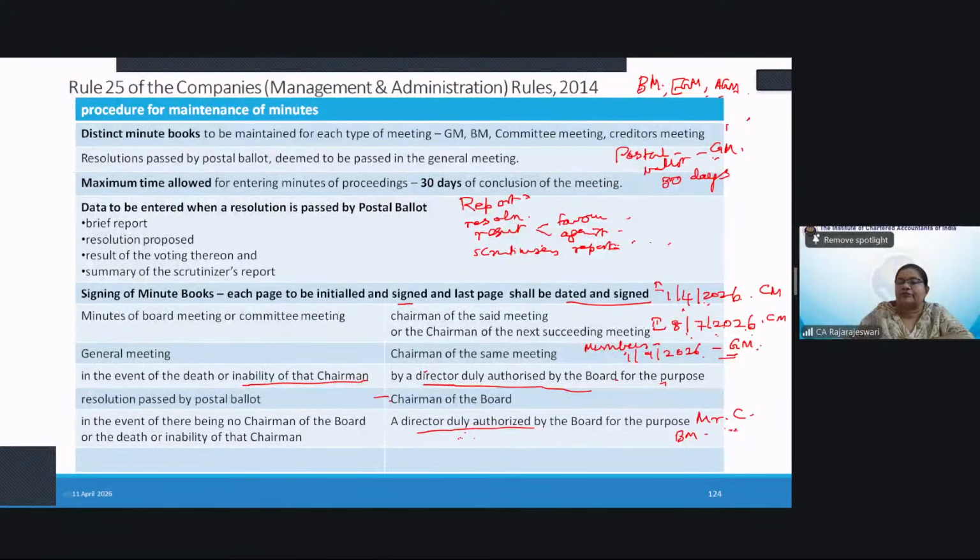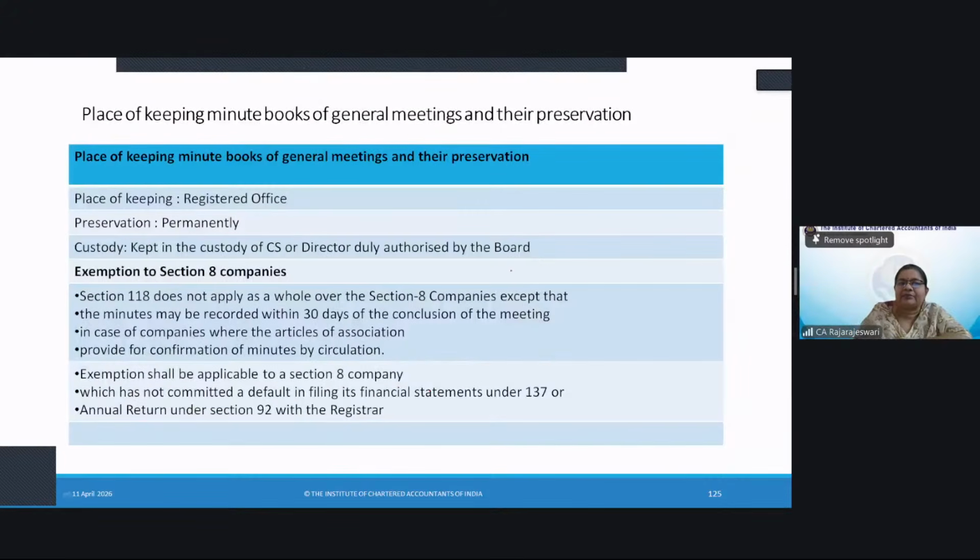So that resolution will be worded like that, and we will pass a resolution authorizing Mr. C. So in that board meeting, you will have this authorization agenda. It should be authorized by the board in a board meeting. So that minutes will also contain the authorization resolution. So this is generally the rule for maintaining the minutes.